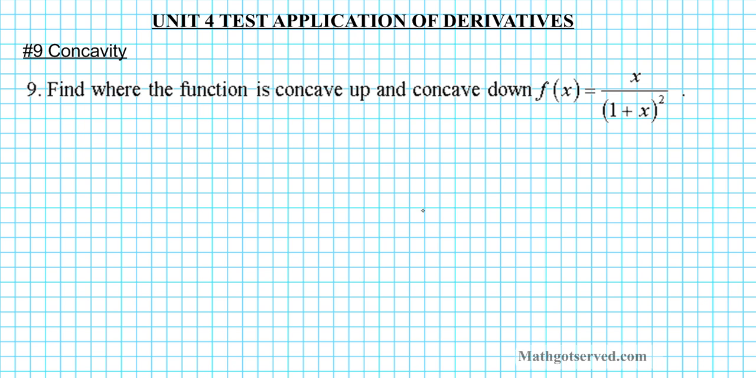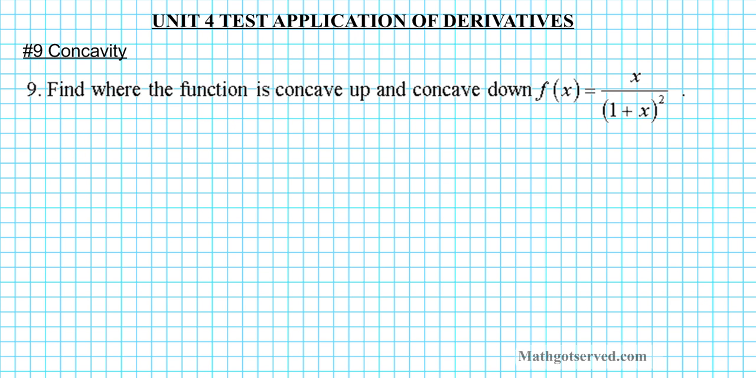In this clip, we are going to be going over problem number 9 of our Unit 4 test on the application of derivatives. In this clip, we're going to be focusing on concavity. All right, so for question 9, we are to find where the function is concave up and concave down for the function f of x equals x divided by 1 plus x squared.